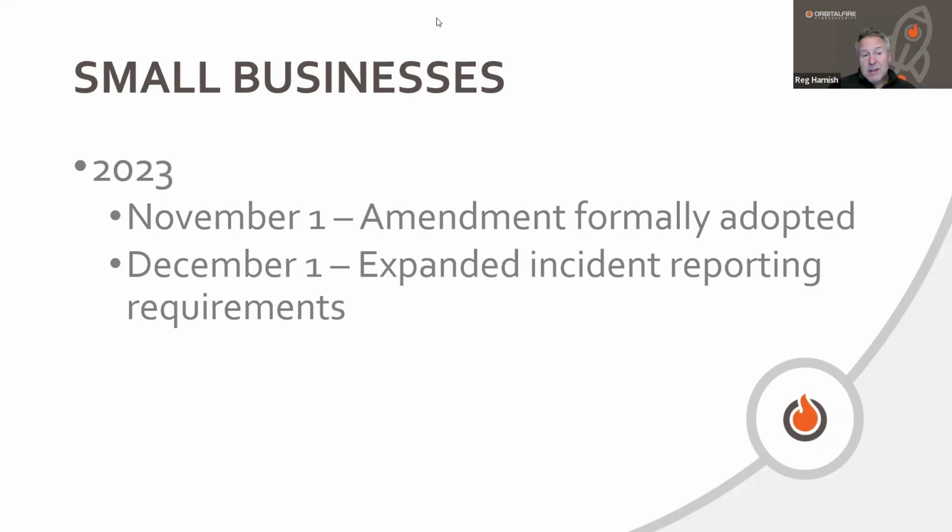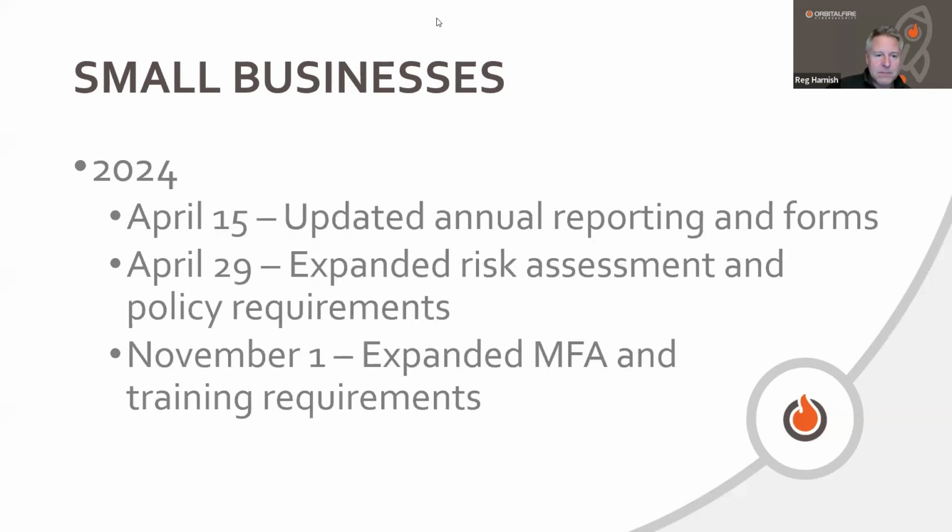the amendment was adopted on November 1st, so it's been operational, and it is the expectation now since last year. December 1st, those expanded incident reporting requirements, the things around ransomware, events, your affiliates or third parties that have materially impacting incidents or events, those have to be reported, and you have been required to report those since December 1st of last year. So for this year, what we're looking at.